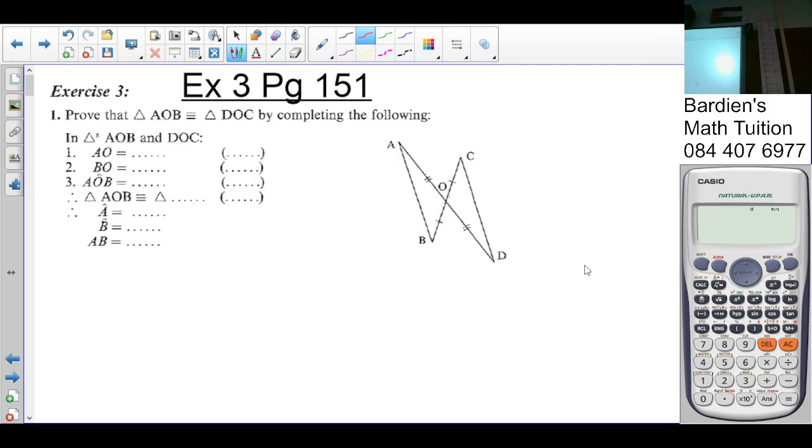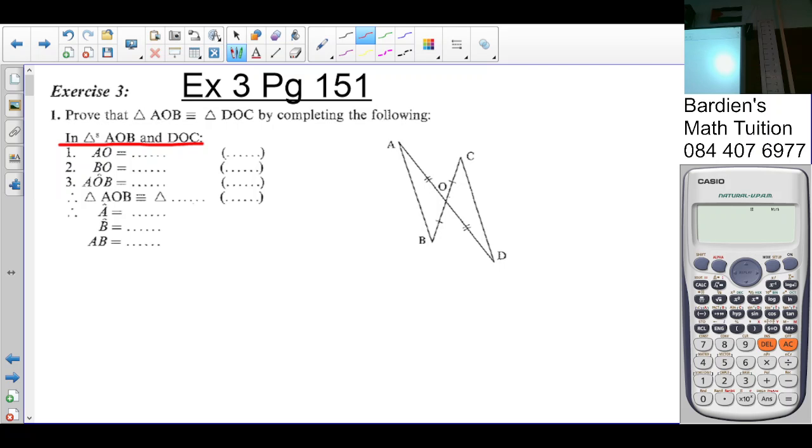What did we say? What is congruency? Congruent triangles is where the two triangles are exactly the same size and exactly the same shape. They're identical. Whereas similarity, the angles are the same and the sides are in proportion. So we are told, in triangle AOB and triangle DOC. That's basically how we always start our similarity or congruency.